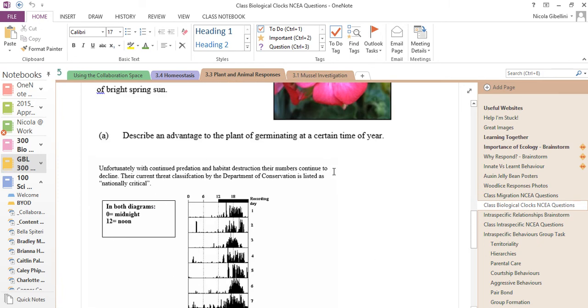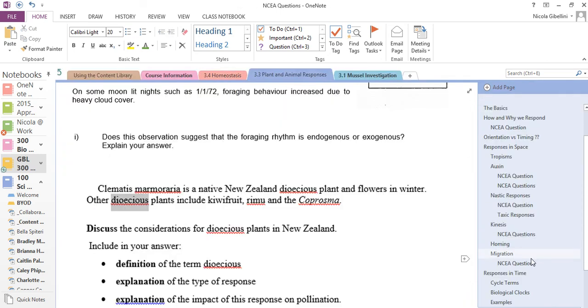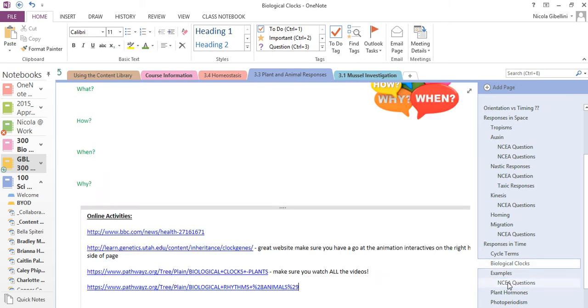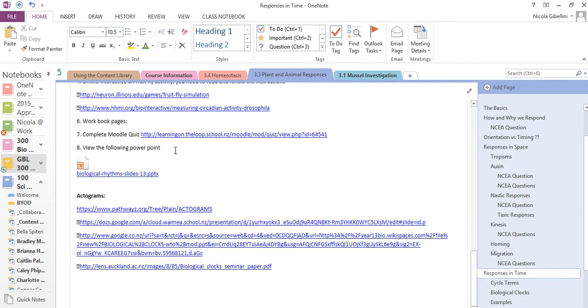Again, if you're stuck, ask for help. The videos are very, very good, and the slideshows are very good at showing you how to do actograms. Where are those videos? They're back here under Responses to Time. Make sure you watch these. If you can't do this, don't panic. When I come back, I'll sit down with you and help you. Ten minutes with me is like two hours trying to figure it out on your own, and I promise you, once you've done a few, you will find it much easier.